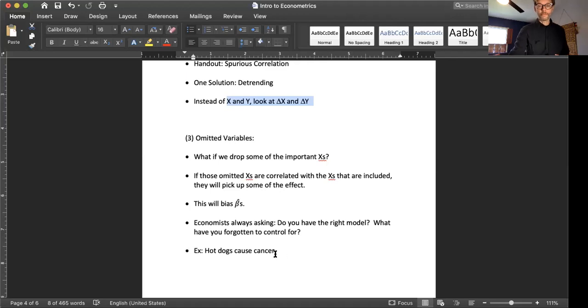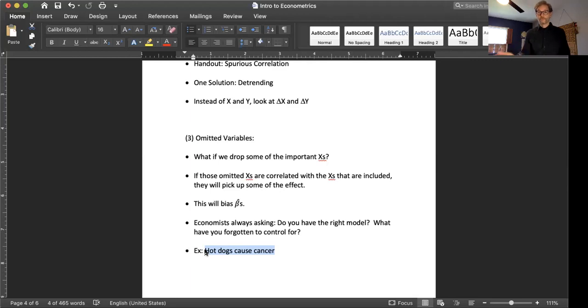An example I saw in the news recently: there was a study that found that kids who eat more hot dogs have higher instances of childhood cancers. I think the conclusion the article was trying to get you to believe is that eating hot dogs causes cancer. Of course, I can't believe that at all, right? Why? Because there are tons of omitted variables there that might be the real cause of this relationship.